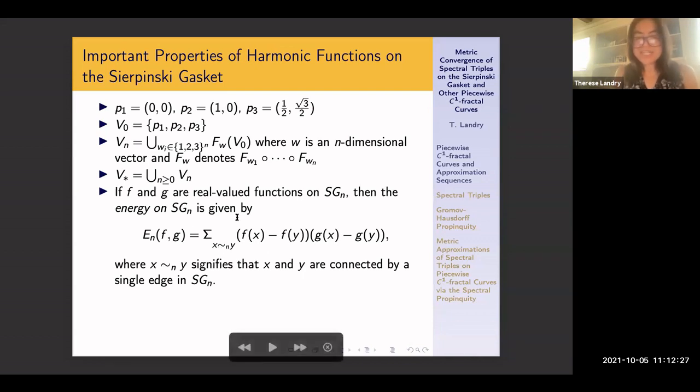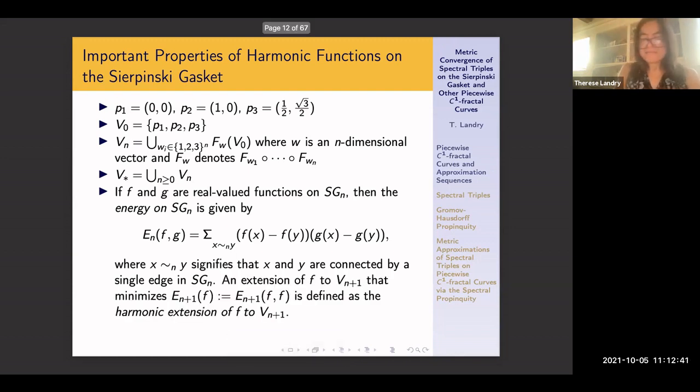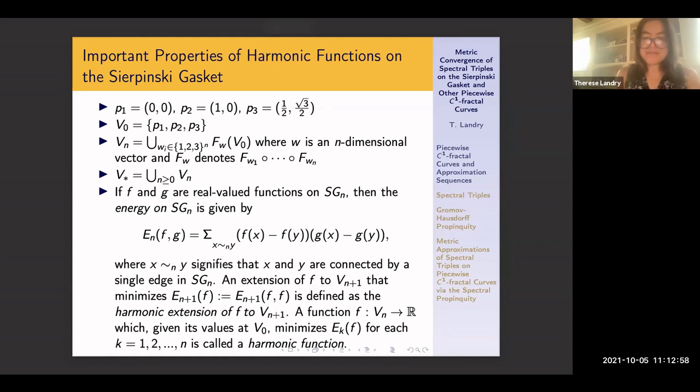So the energy on each nth level approximation is defined on the vertices in that graph that are each connected by an edge. So an extension of a function defined on the nth level graph approximation to one on the n+1th graph level approximation that minimizes the energy is called the harmonic extension of that function to the next level. So then a function is called harmonic if, given its values up here at the boundary, it happens to minimize the energy for each additional level.